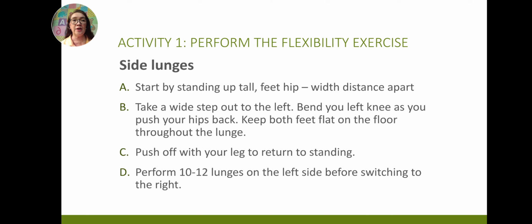Again, start by standing up tall, feet hip width distance apart. Take a wide step out to the left behind your left knee as you push your hips back. Keep both feet flat on the floor throughout the lunge. Now push off with your leg to return to standing. Do 10 to 12 lunges on the left side before switching to the right.